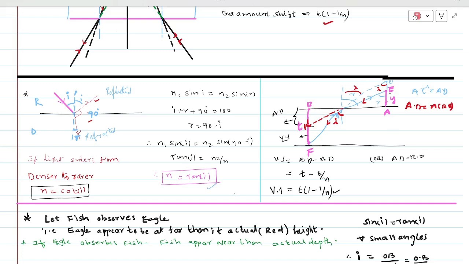If you are observing the object in the rarer medium from the denser medium, the shift is equal to E dash, that means AE, apparent depth minus real depth, which is equal to (n minus 1) into real depth.